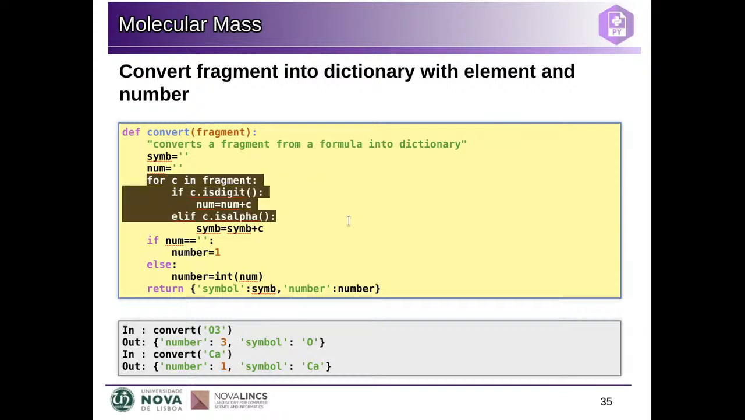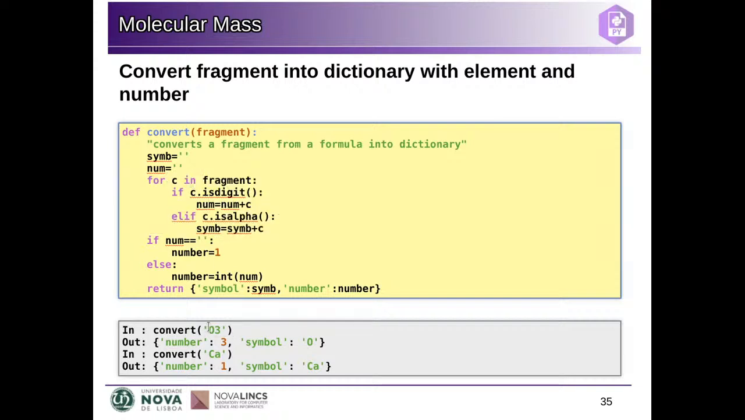So you see that in this loop, we have an if and an elif, but we don't have an else. So if by looping through all the characters in the fragment, we find a digit, we add it here to the number. If we find a letter, we add it to the symbol. If we find something else like parentheses or spaces or things like that, then we ignore it because there is no other branch here. So this just extracts into the symbol all the letters and into the number all the digits. Now we check if the number is empty. For example, in calcium, in this case, there are no digits in this fragment.